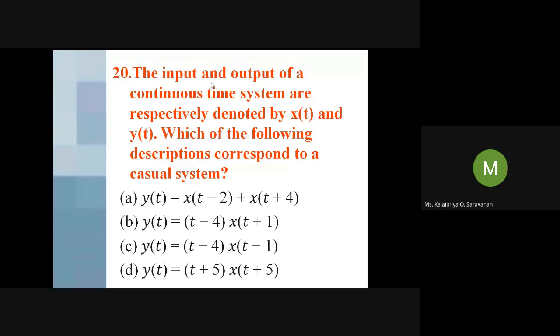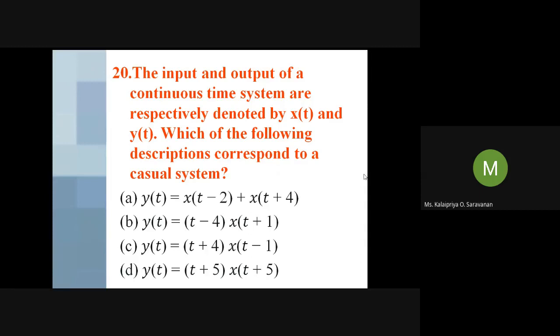Now, the input and output of a continuous time system are respectively denoted by x of t and y of t. Which of the following descriptions correspond to a causal system? Y of t is equal to x of t minus 2 plus x of t plus 4, or y of t is t minus 4 x of t plus 1. Y of t is equal to t plus 4 x of t minus 1. Y of t equal to t plus 5 x of t plus 5. What they've asked you to find is they have given 4 input output relationships. So from this you will have to find out which of the given systems is a causal system.